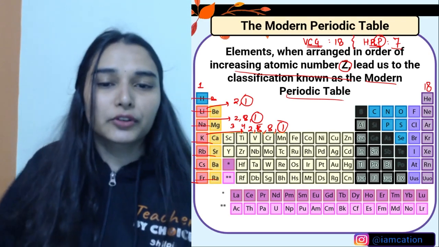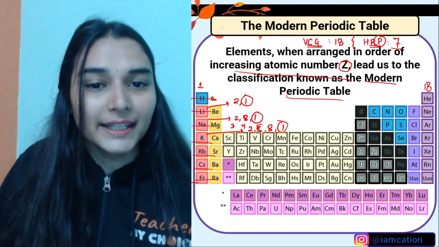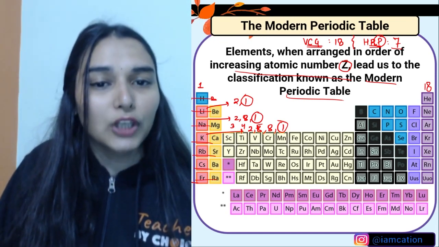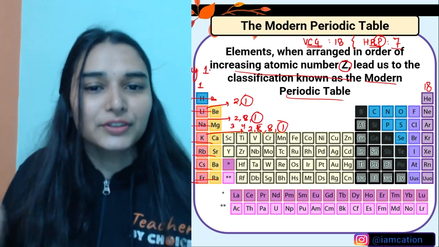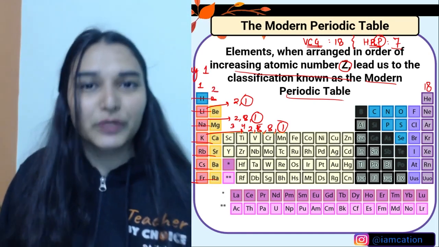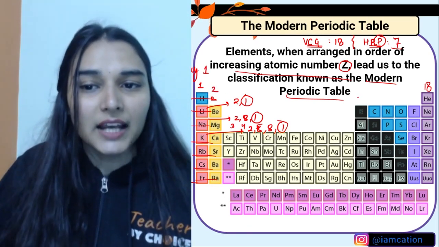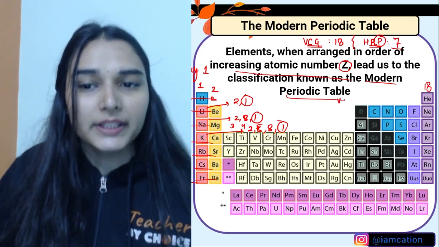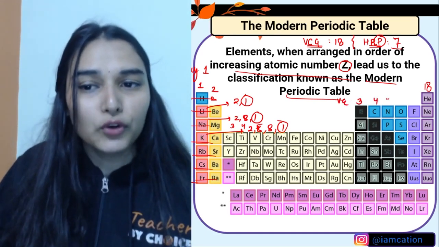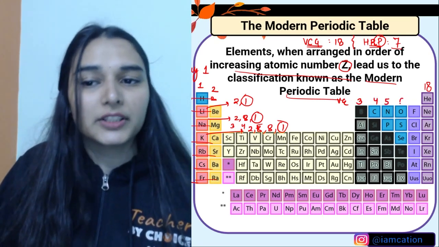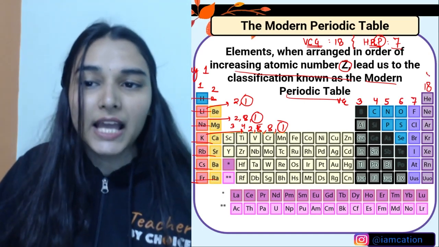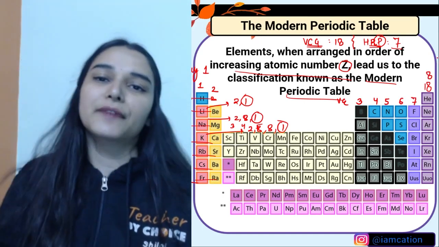And if you watch the group number 1 elements, they all have 1 valence electron. So that means their valency will also be 1. You see group 2 elements, all of them have 2 valence electrons, the valency will be 2. Group 13 elements have 3 valence electrons. Group 14 valence electrons are 4, group 15 have 5 valence electrons, group 16 have 6, group 17 have 7 valence electrons, and group 18 elements have 8 valence electrons.